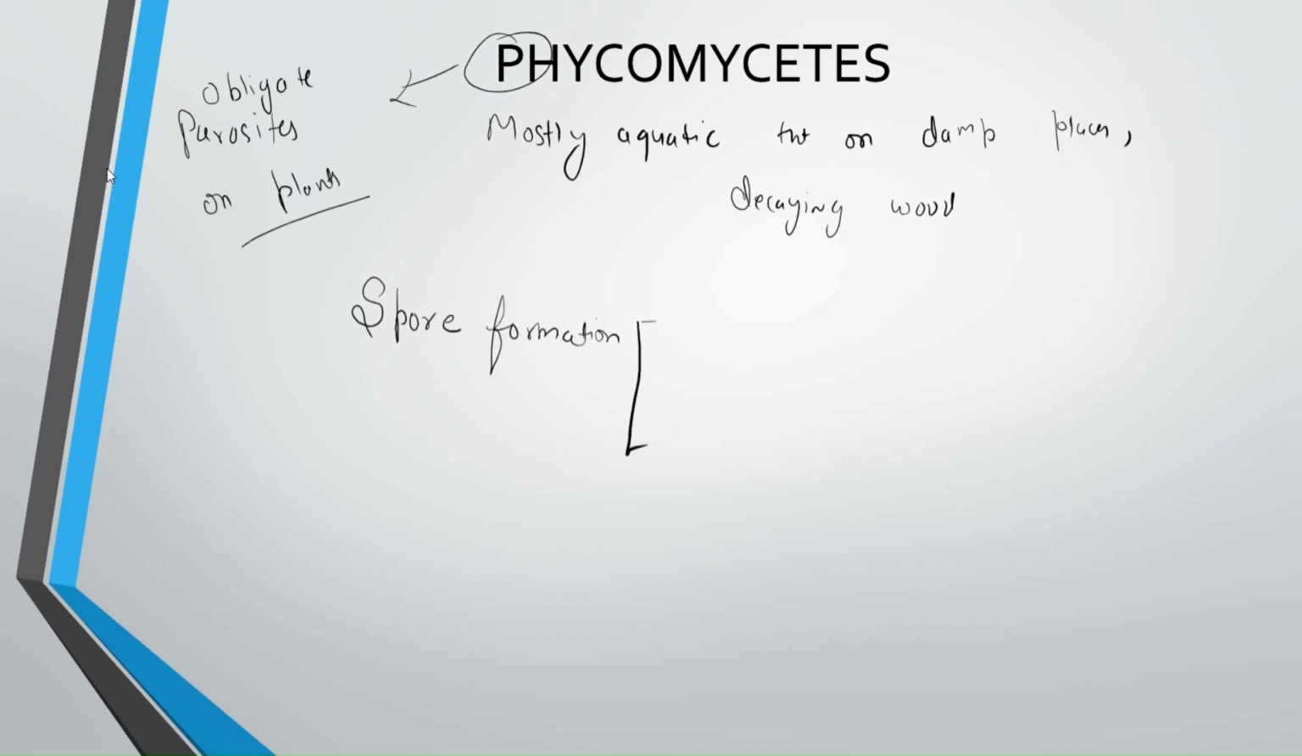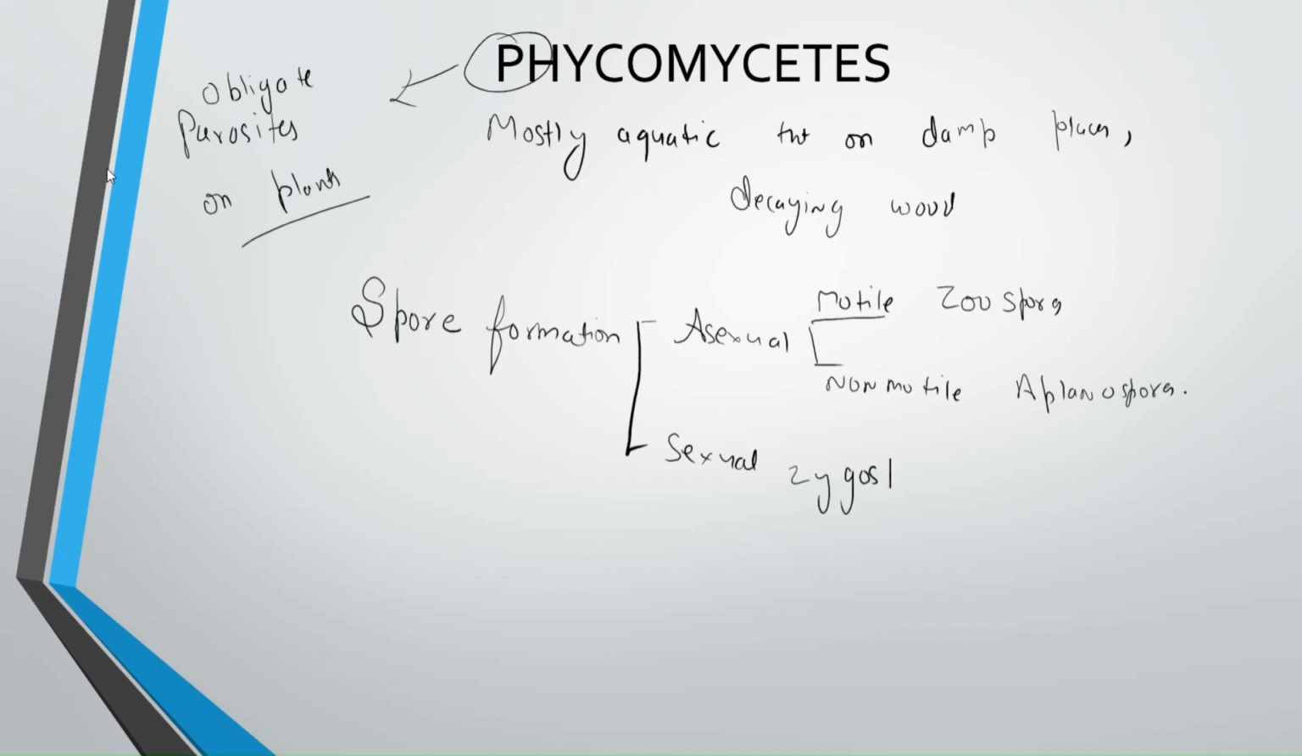Spores can be of two types: asexual spores and sexual spores. Asexual spores are of two types: motile and non-motile. Motile spores include zoospores, and non-motile are aplanospores. And if I talk about the sexual reproduction, zygospores.